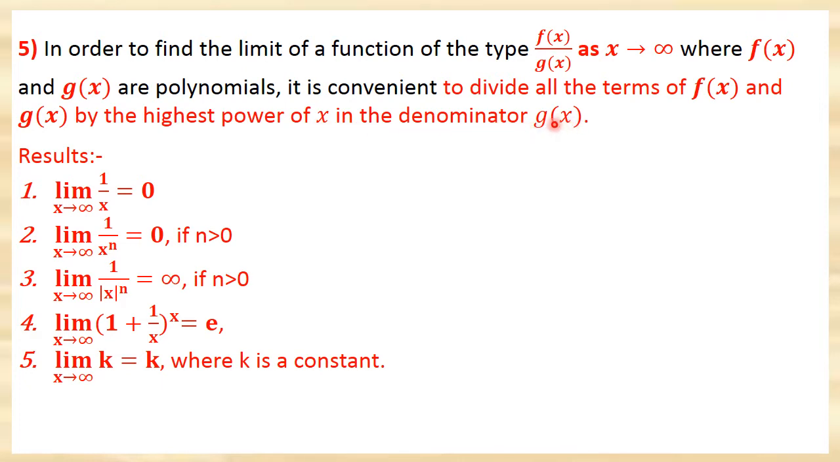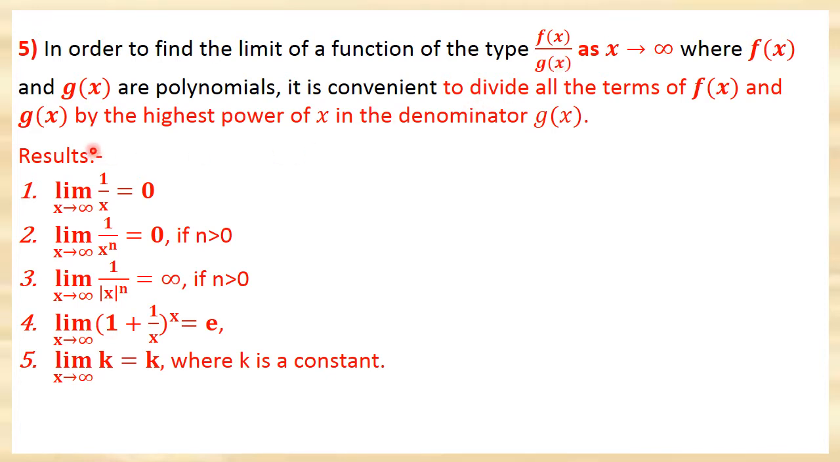The highest power of x may be x raised to n. So we will divide the numerator and denominator by x^n, and it will become 1/x terms in both numerator and denominator. Then we know that by applying x tends to infinity, 1/x is equal to 0. So then we can calculate the limit easily.